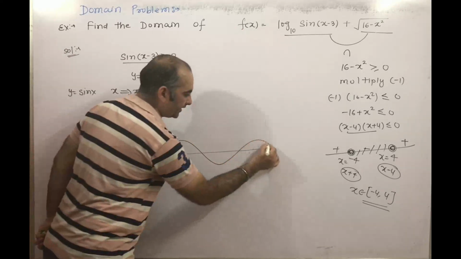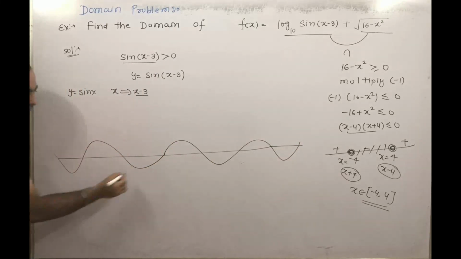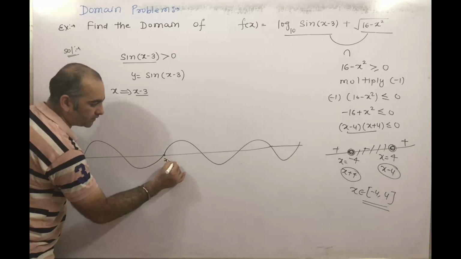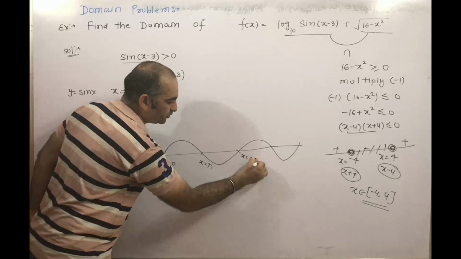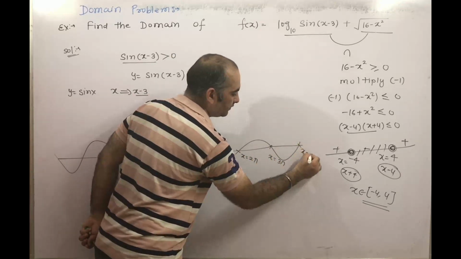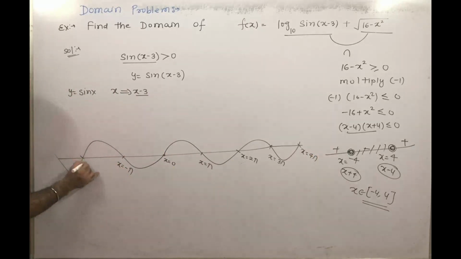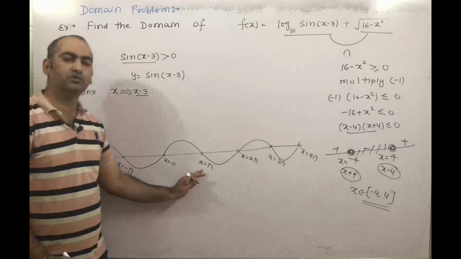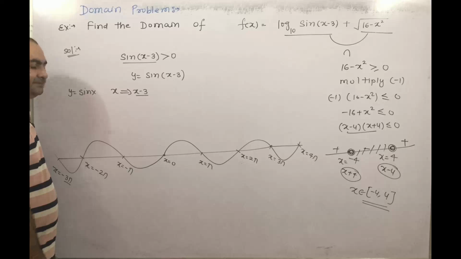We are not drawing the y-axis. This is x equal to 0. This is x equal to pi. This is x equal to 2 pi. This is x equal to 3 pi. This is x equal to 4 pi. This is x equal to minus pi. And x equal to minus 2 pi, x equal to minus 3 pi. So this is the y equal to sine x graph. I'm not drawing the y-axis. The y-axis will come here. So what will happen here?